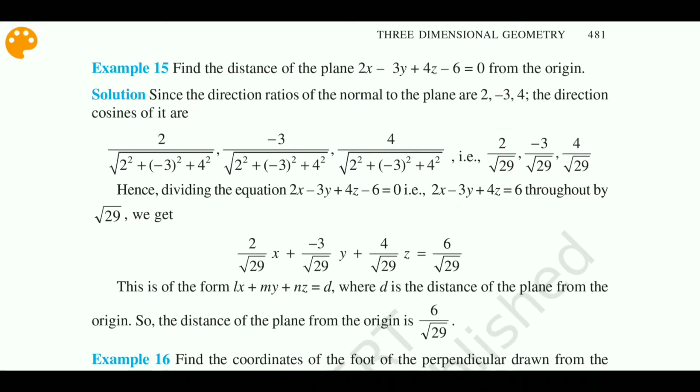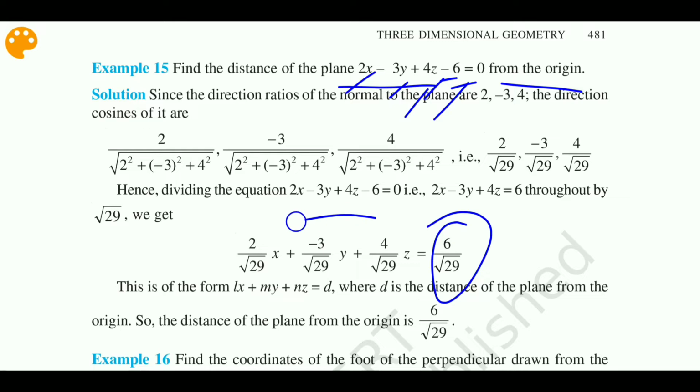Next we have to find out the distance of the plane from this origin. Origin से this plane की equation distance बतानी है. How will we calculate? We will take this 6 to the right hand side. So again we will do the 2 square plus minus 3 square plus 4 square. This comes out to root 29. So this comes out to be 6 by root 29. This is our direction cosine, and the value which is on the right hand side, this is our perpendicular distance from the origin itself.